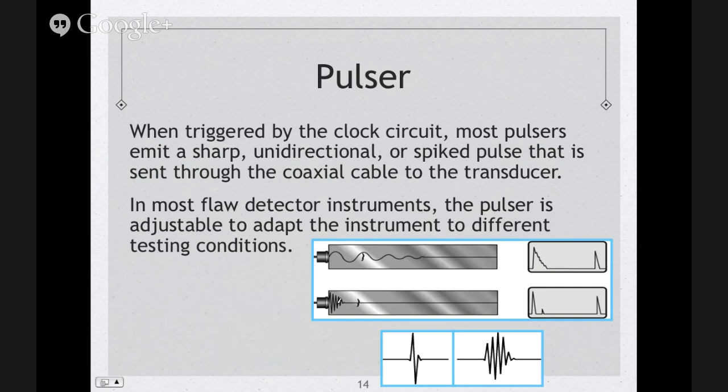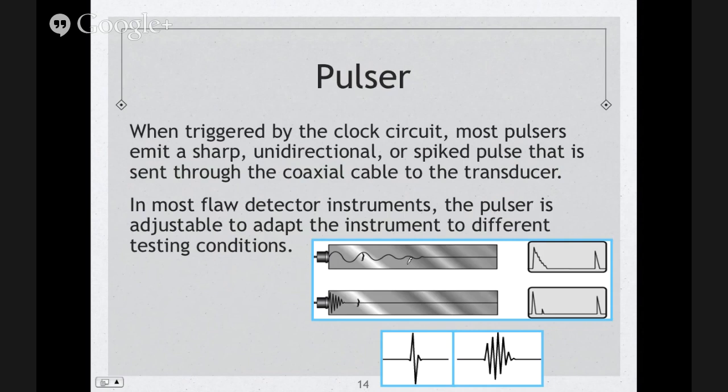So, the pulsar. When triggered by the clock circuit, most pulsars emit a sharp, unidirectional, or spike pulse that is sent through a coax cable to a transducer. In most flaw detection instruments, the pulsar is adjustable to adapt the instrument to different testing conditions.